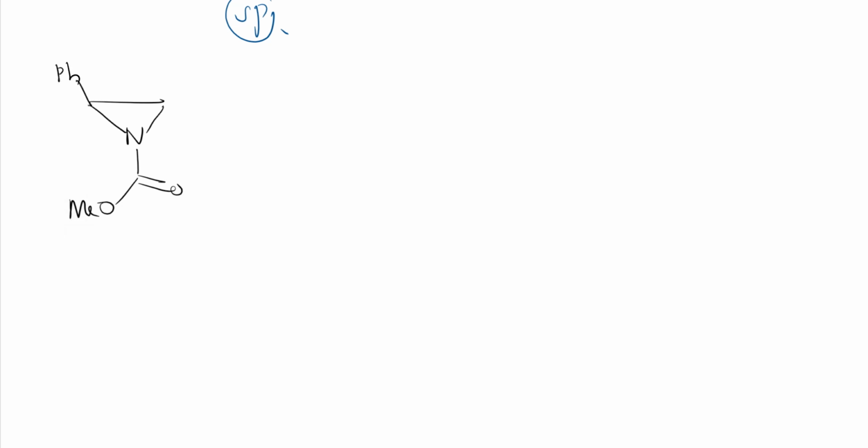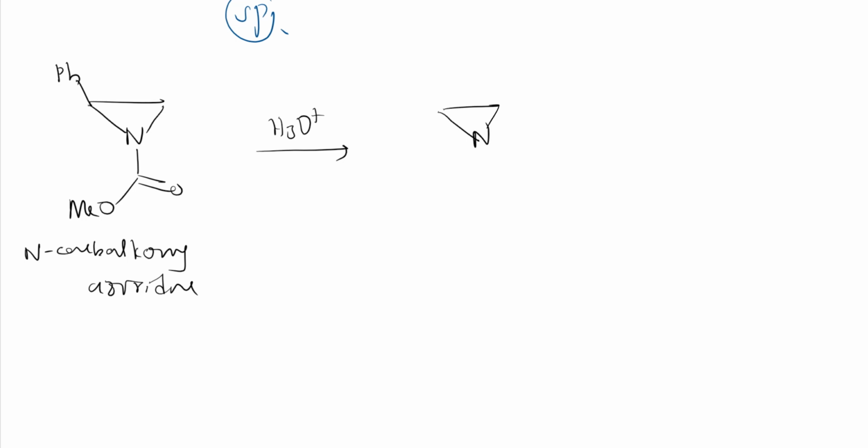So further, the name of this is N-carboxy aziridine, because this compound is attached to N. For this, if I do acidic hydrolysis, then I will get this kind of reaction. See, the ester becomes COOH, right? And here the Ph group will be as usual.